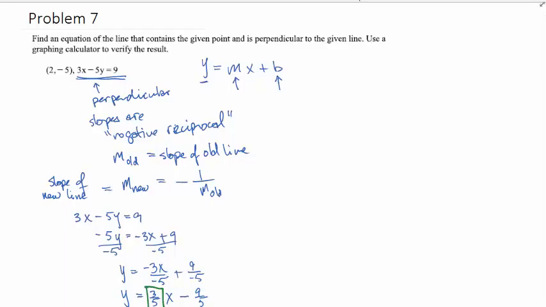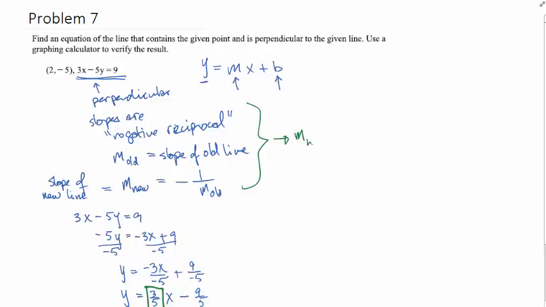Now we know that the slope of the new line is supposed to be a negative reciprocal. So the slope of the new line is going to be equal to negative 1 over the slope of the old line, which is 3/5. When you have a fraction in the denominator, let's move that up to the numerator. When we move it up, we get negative 5/3 over 1. So this is your new slope. Alright, so that's half of it.